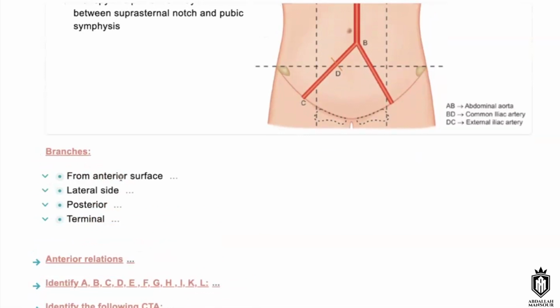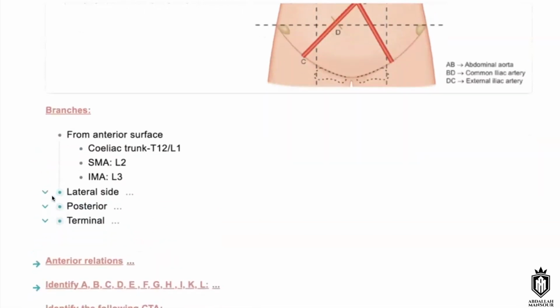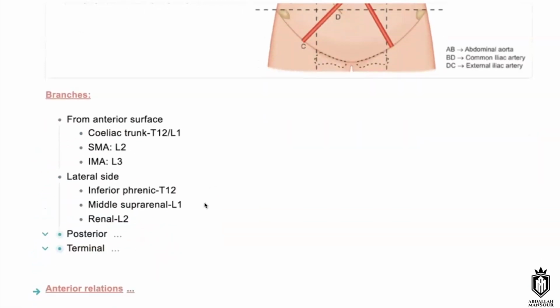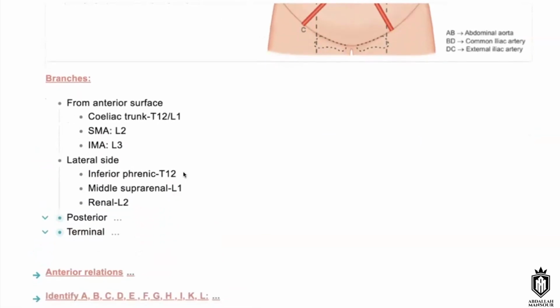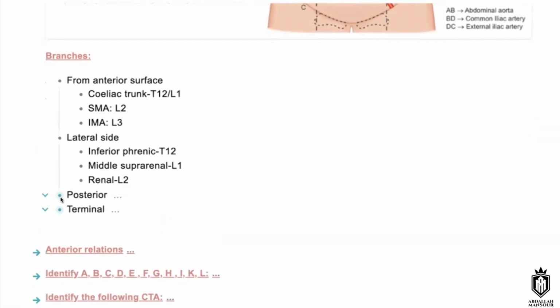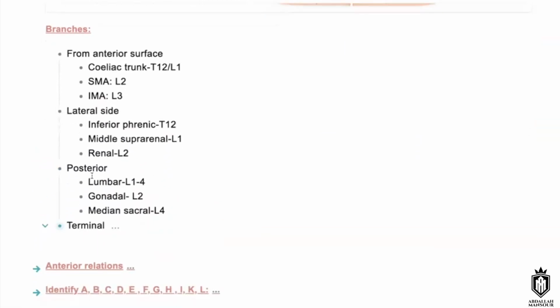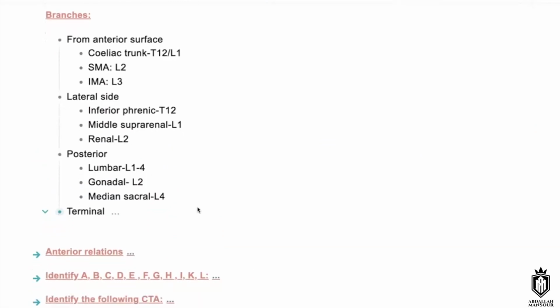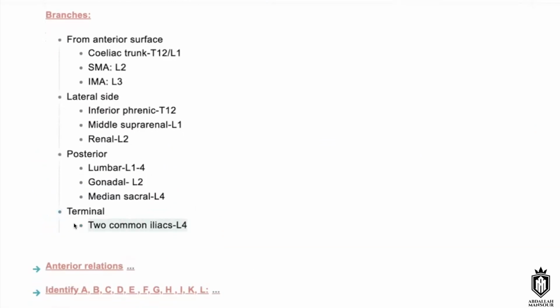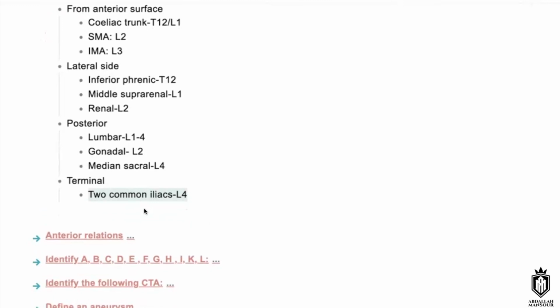Well done. So from the anterior surface, the three major gut supply. Lateral side: inferior phrenic, middle suprarenal, you didn't mention that, and renal arteries. Posterior branches: lumbar, gonadal, and median sacral. I think you said the phrenic has a posterior branch. There is a lateral branch instead. And terminal branches, obviously, we tend to forget that because they're the most common branches. The two common iliacs are the most important. I would mention them at the beginning, all right?